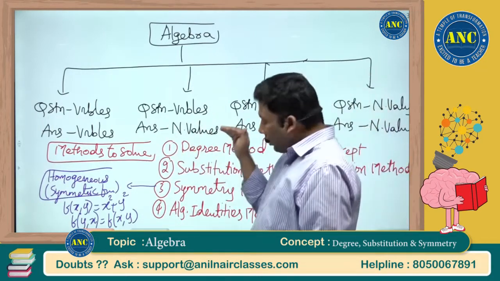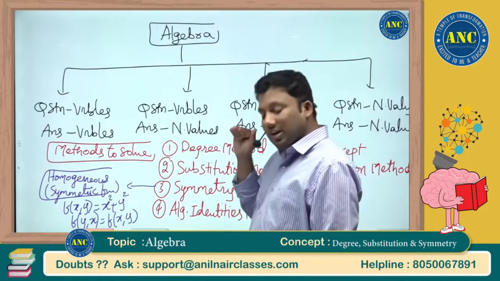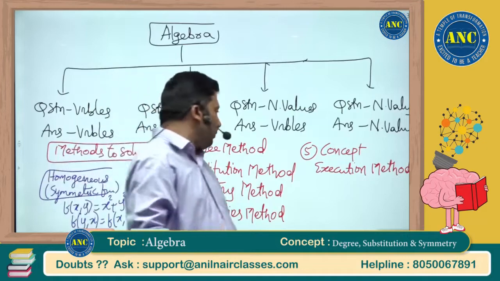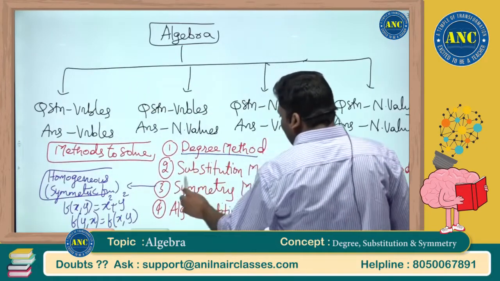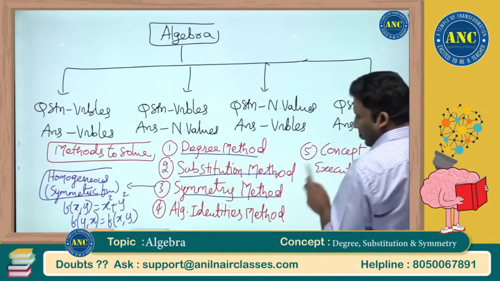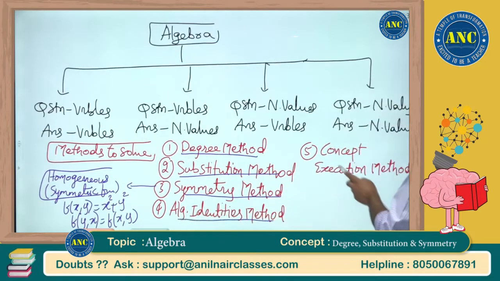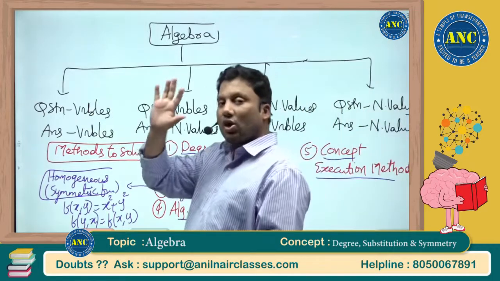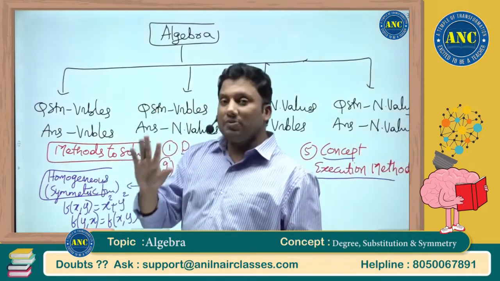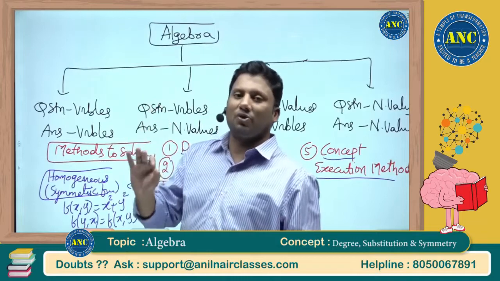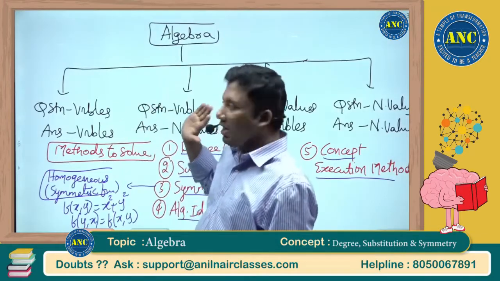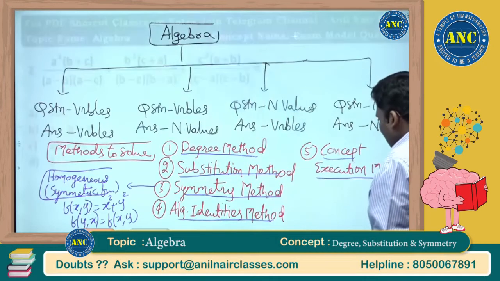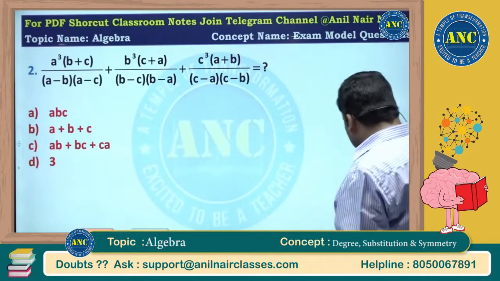We will see what the merits and demerits of each concept are, and which concept to use when. Again I am repeating: degree method, substitution method, symmetry method, algebraic identity method, and concept execution method. In today's class we will discuss all the 5 methods with as many original exam model questions as possible. I hope the concept is clear. See the first question.